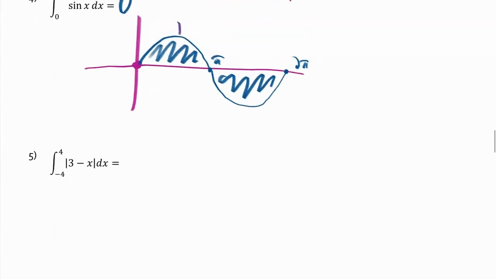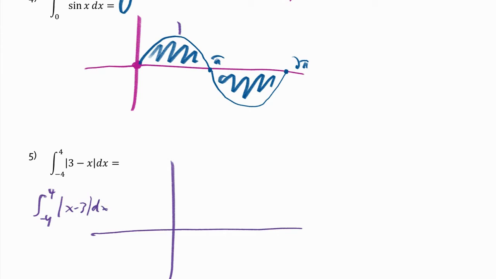Continuing on, if I do an integral from -4 to 4 of 3 minus x, well, to graph 3 minus x, remember this is the same as the absolute value of x minus 3 by the properties of even functions. So x minus 3 would put this at, let's see, 3, 0, 0, 3. So 0, 3, 3, 0. And I want to go from -4. So if I plug in -4, I'm going to get 7. So -4, 7. And then 4, 1. So this is going to come down here and move up to 4, 1.